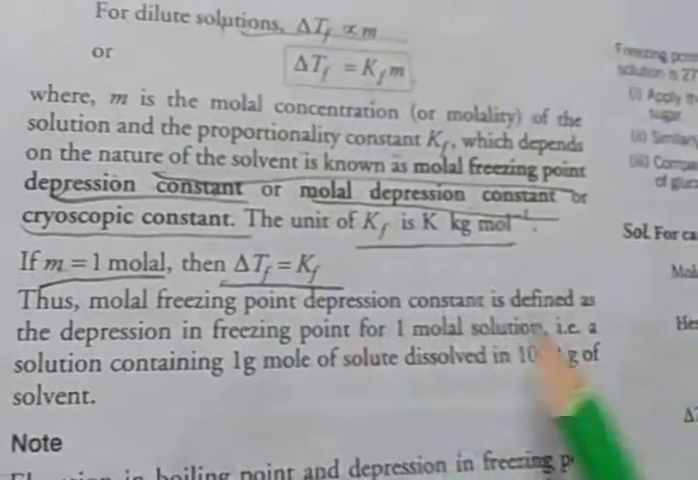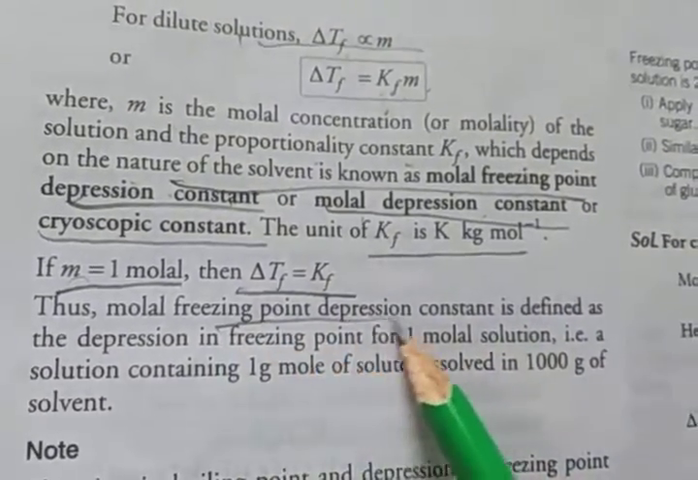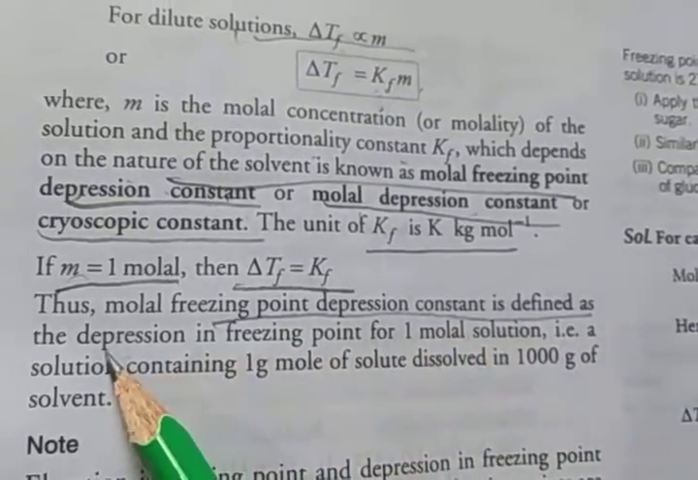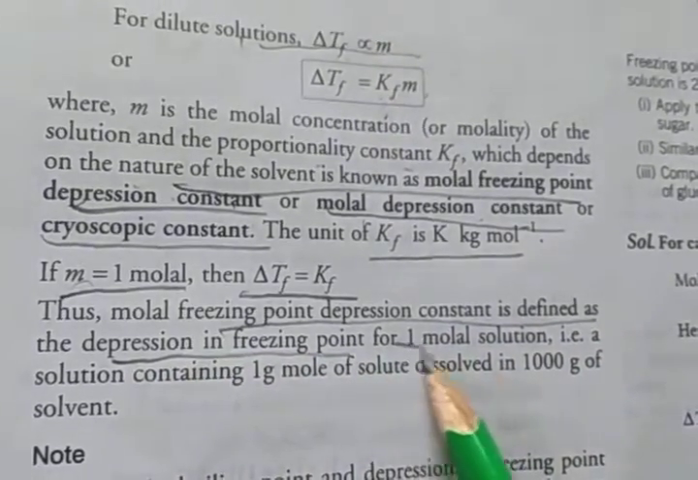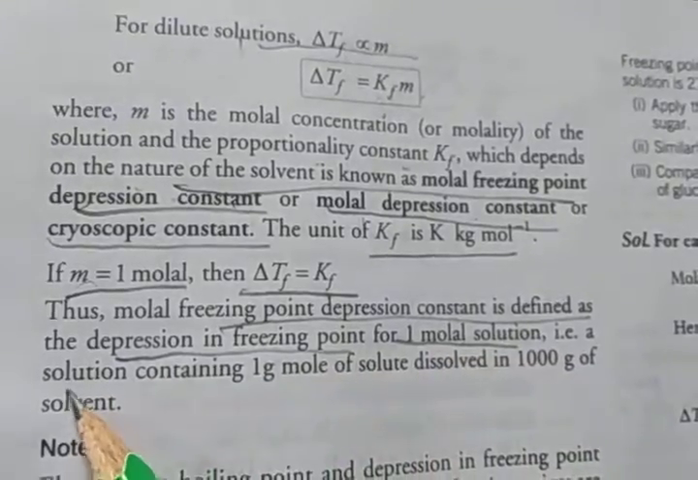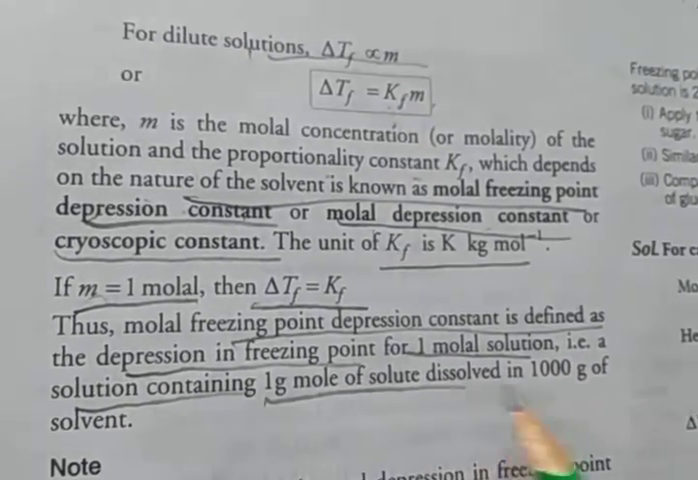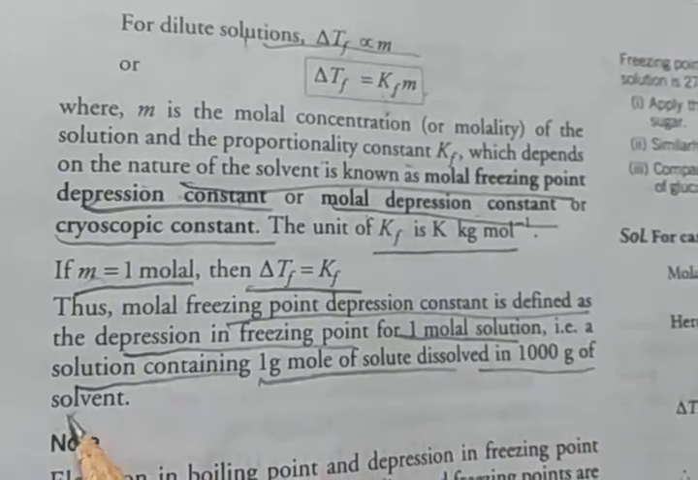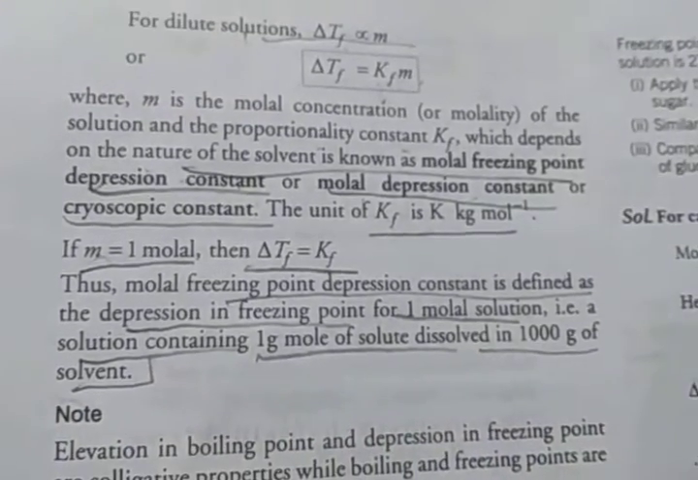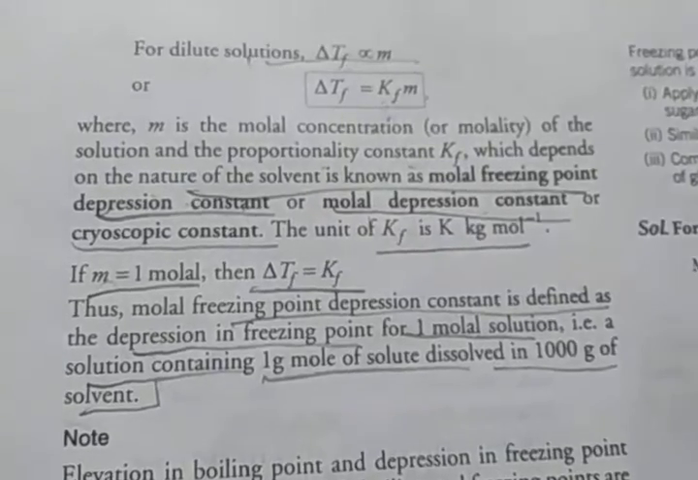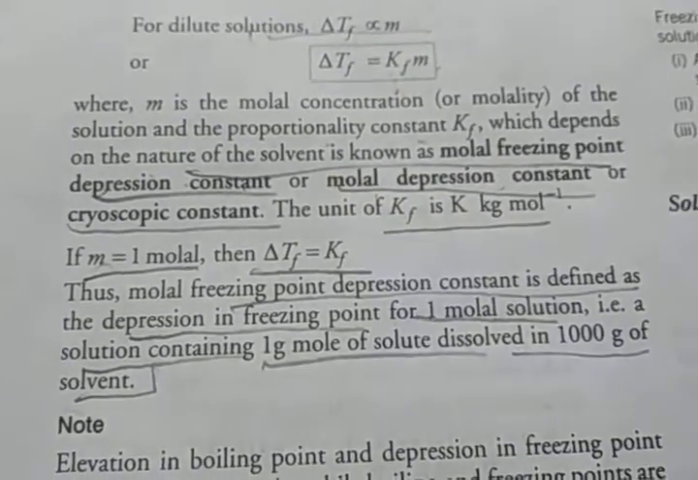Okay, and the molar freezing point depression constant is defined as the depression in the freezing point for a 1 molar solution, that is, a solution containing 1 gram mole of the solute dissolved in 1000 gram of the solvent.